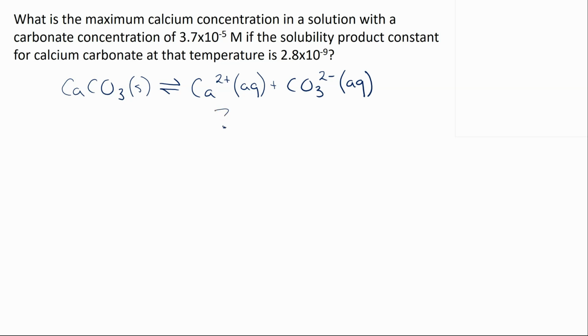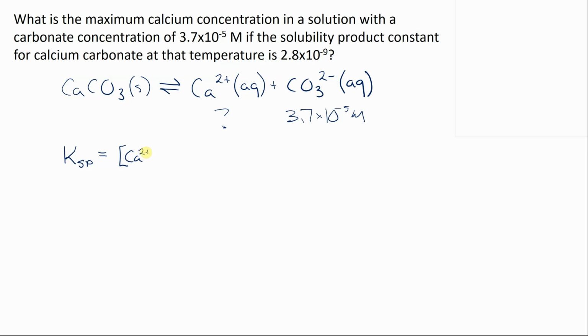So we're trying to figure out the calcium concentration in a solution with a carbonate concentration of 3.7 times 10 to the negative 5 molar. And we're given a solubility product constant. Now that's the equilibrium constant for a dissolution reaction. So in this case, it's the products over the reactants. The reactants won't show up because it's a solid.